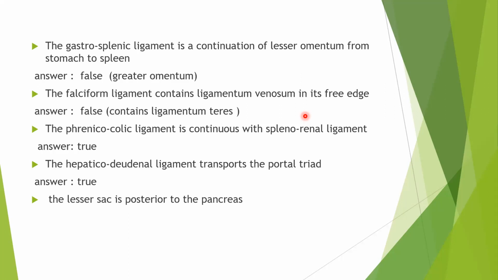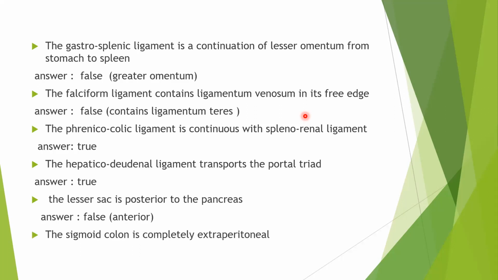The lesser sac is posterior to the pancreas. It is false. It is anterior to the pancreas. Excellent. The sigmoid colon is completely extraperitoneal. It is intraperitoneal. False. Excellent.